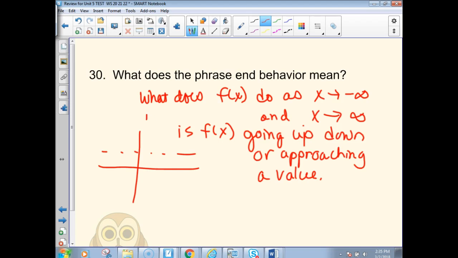So if you have part of your graph doing this, you've got to show the correct end behavior. It means you've got to show me it's pointing up, going up to infinity there, and it's coming down and approaching whatever that value is on this end. It's approaching a value of 2 for f of x.